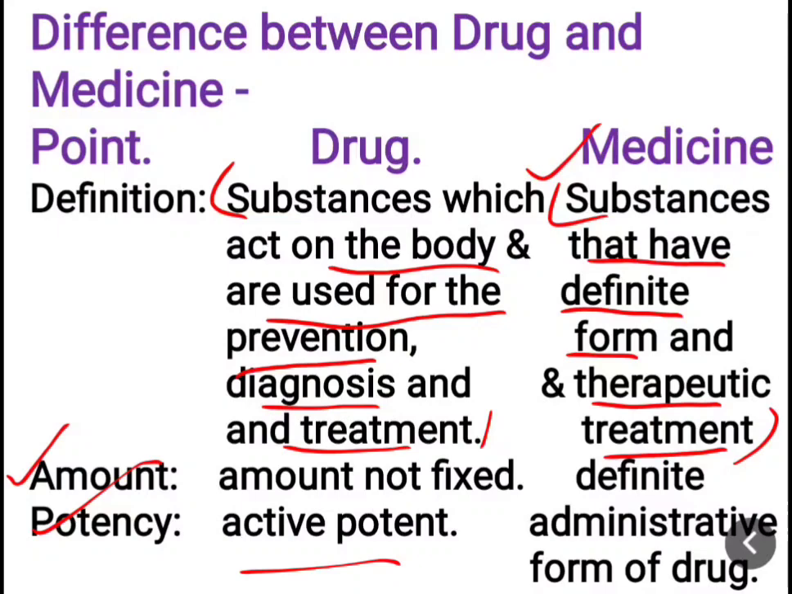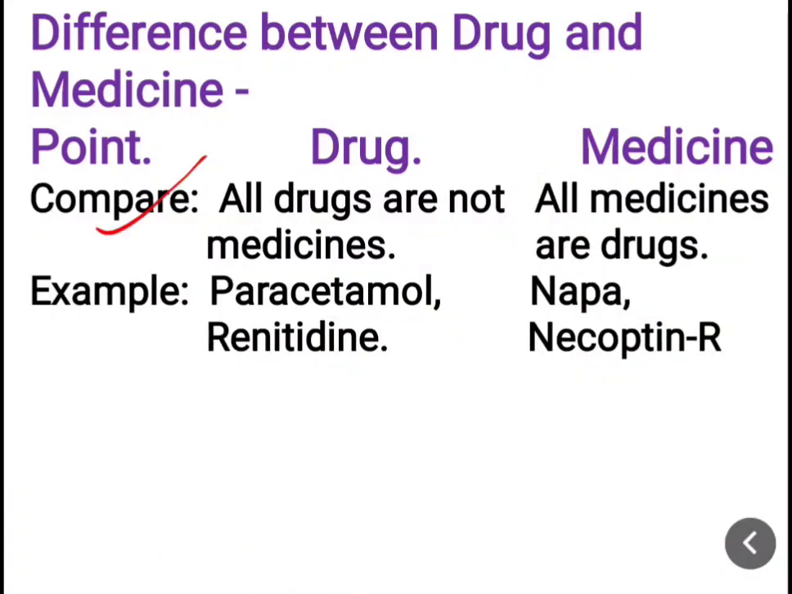And potency: a drug is active and potent, while medicine is the administrative form of a drug. Comparing, all drugs are not medicine, as I said, but all medicines are drugs. Examples: the drug paracetamol and the medicine Napa. Paracetamol is considered a drug in the generalized sense. Okay, but a paracetamol dose of some amount, like I guess 600 mg, is used as medicine for fever, as a painkiller, and for other purposes. Okay.